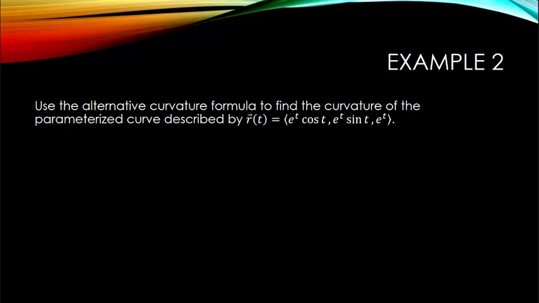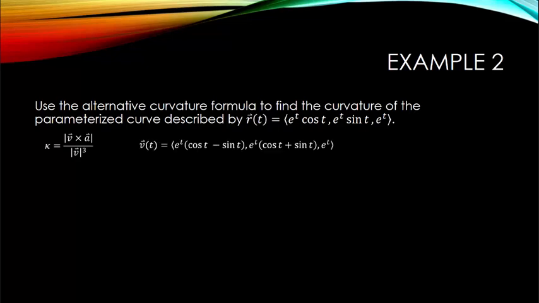Here's another example. I want to use the alternative curvature formula to find the curvature of the parameterized curve described by the vector r of t is equal to the components e to the t cosine t, e to the t sine t, and e to the t. Again, my formula for curvature is given by the magnitude of the cross product of the velocity with the acceleration over the magnitude of the velocity cubed.